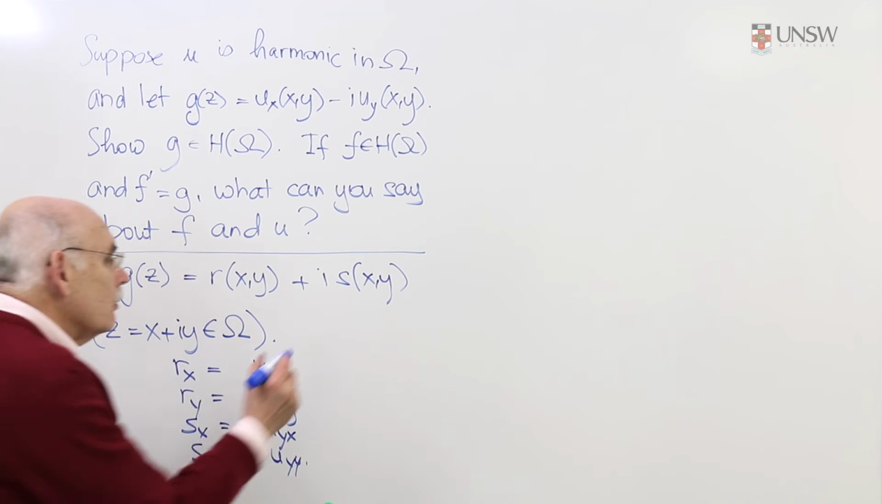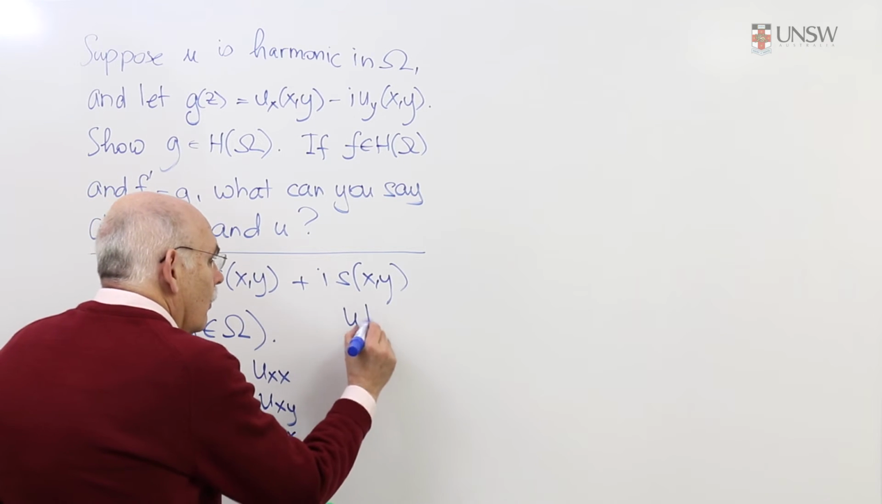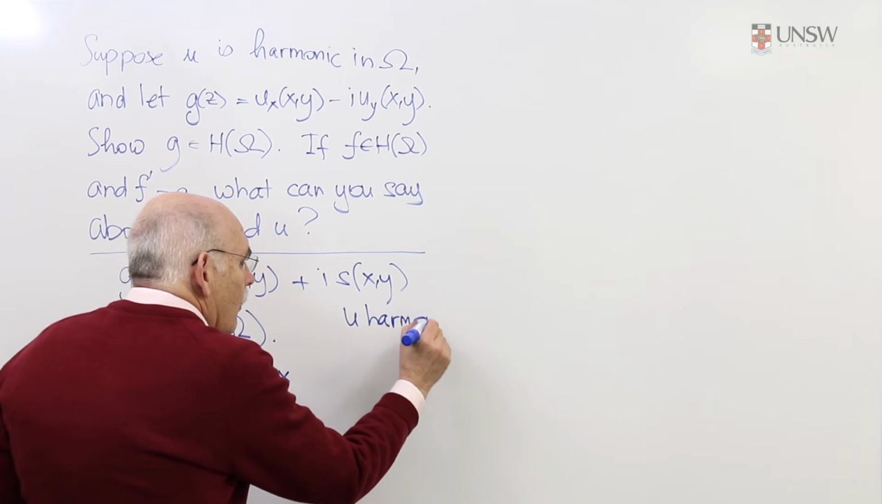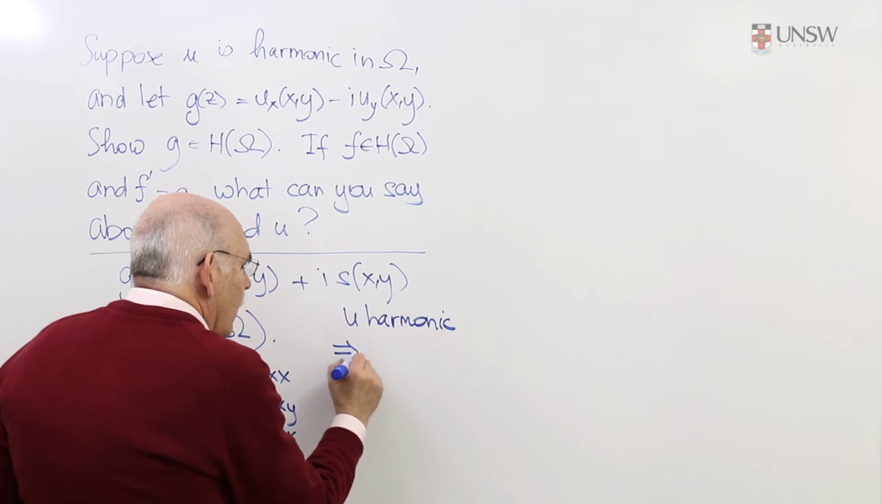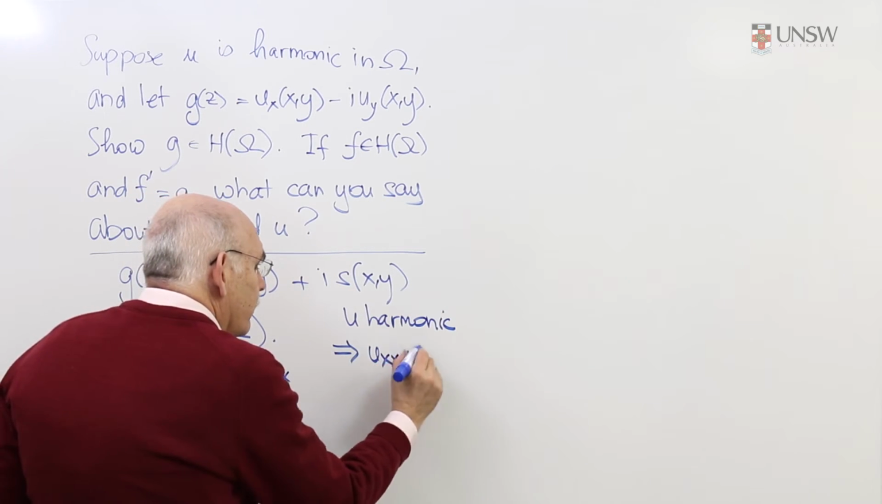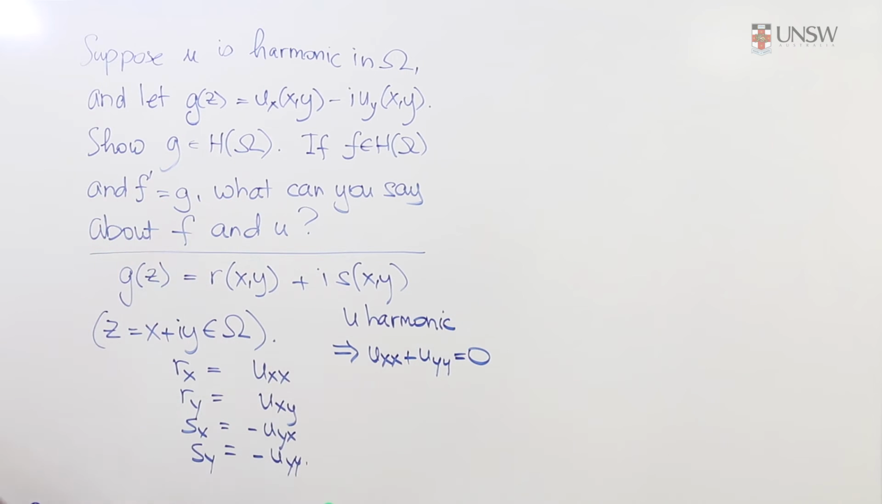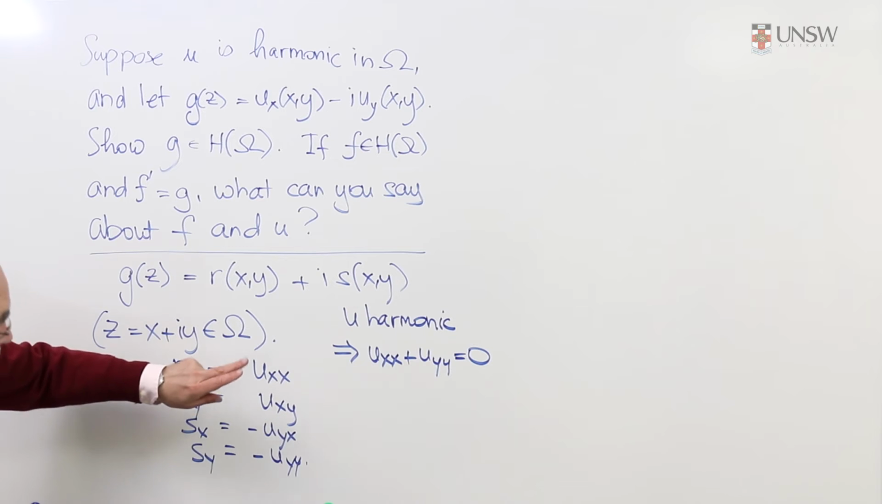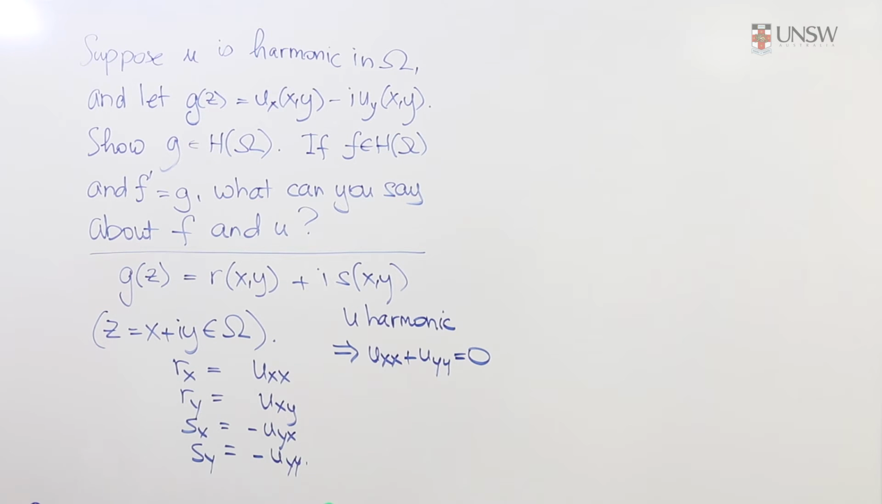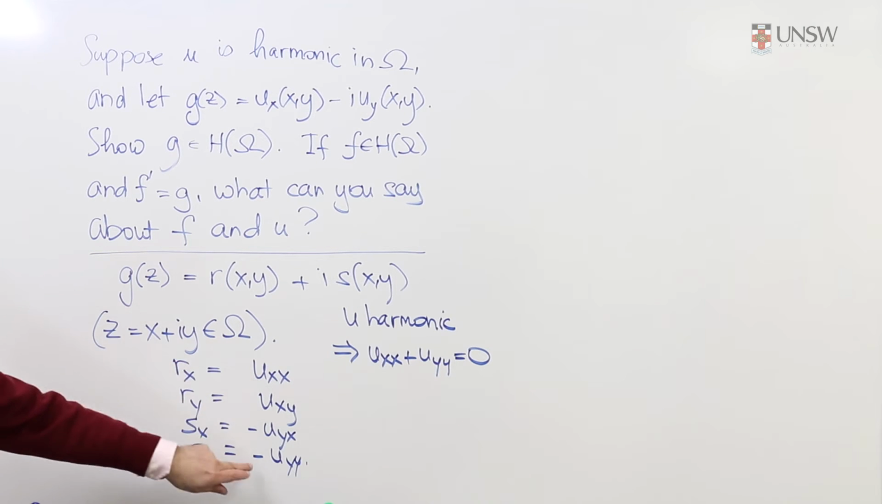Well, u is harmonic, which tells us that u_xx plus u_yy is equal to 0. In other words, u_xx is equal to minus u_yy. In other words, this is equal to that.